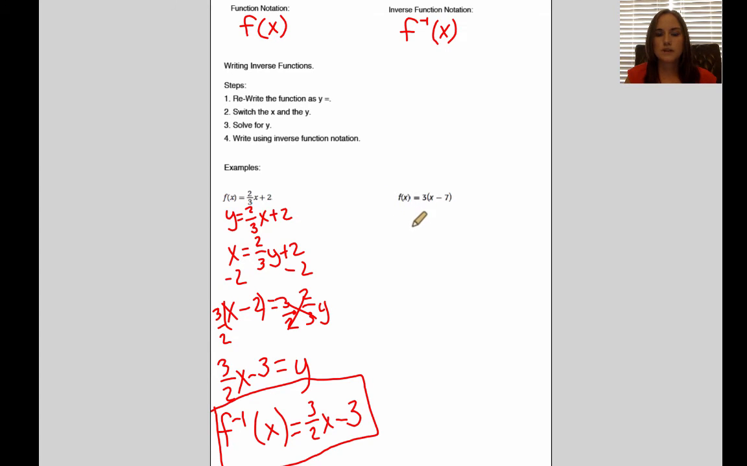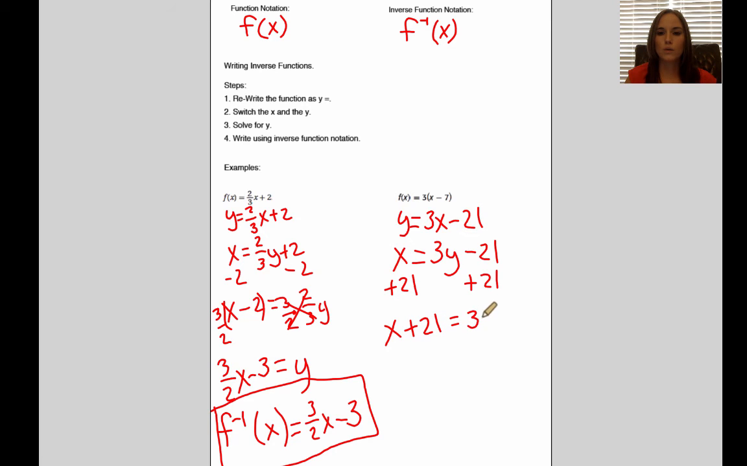Let's go to this one. Same steps. Y equals, well, I'm going to go ahead and distribute this in, 3x minus 21. Okay? And then we need to switch the x and the y. So x equals 3y minus 21. Okay, move the 21 away from the y because we're solving for y now. Plus 21, plus 21. So we have x plus 21 equals 3y.